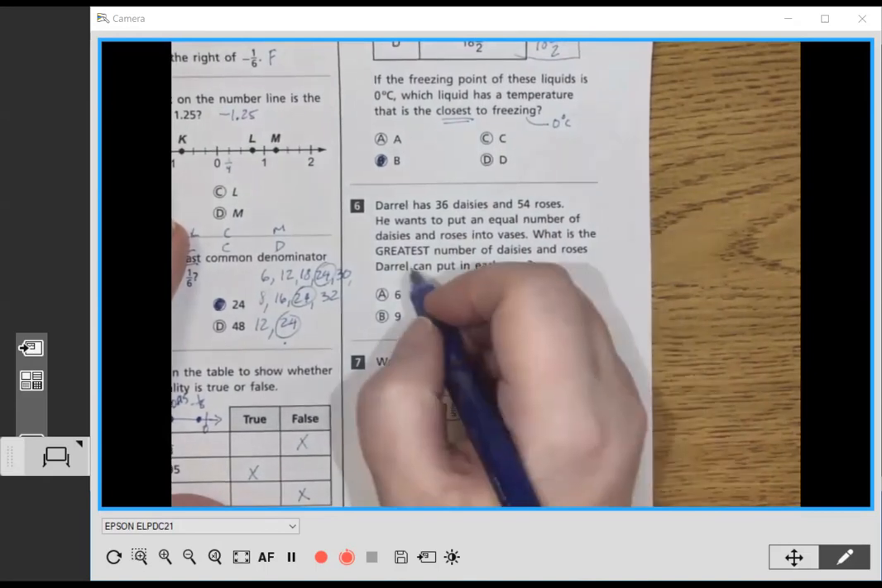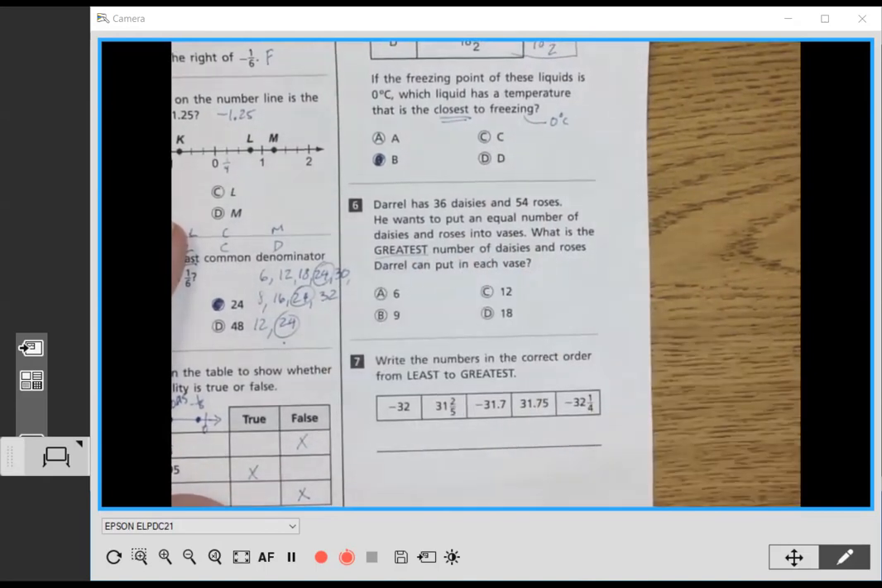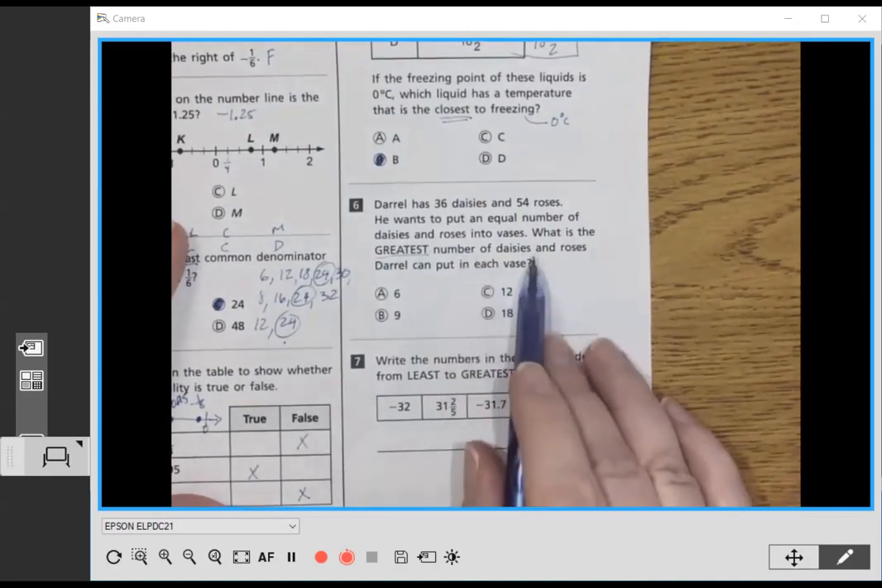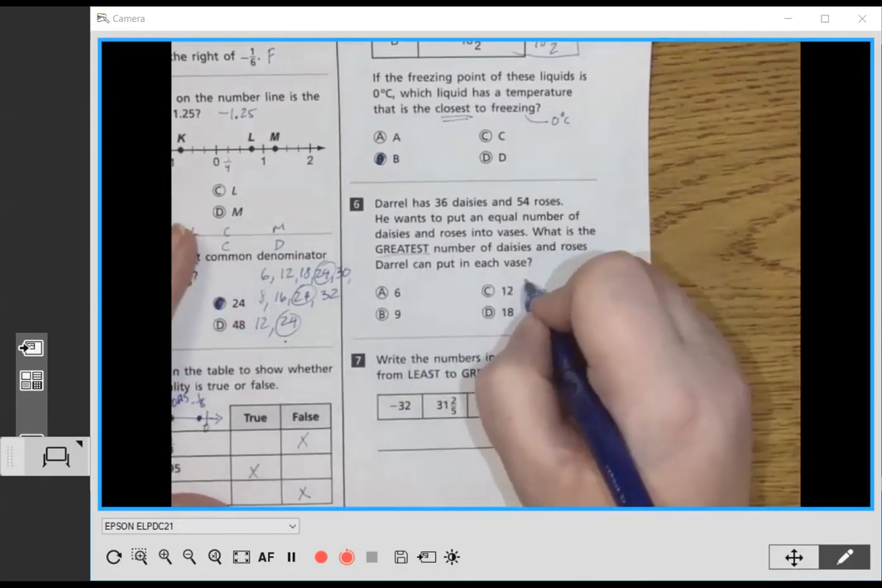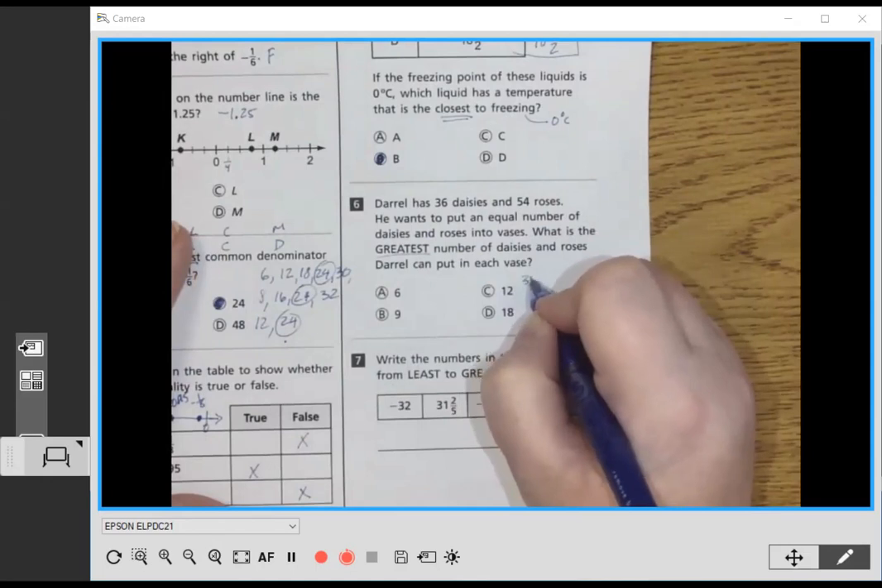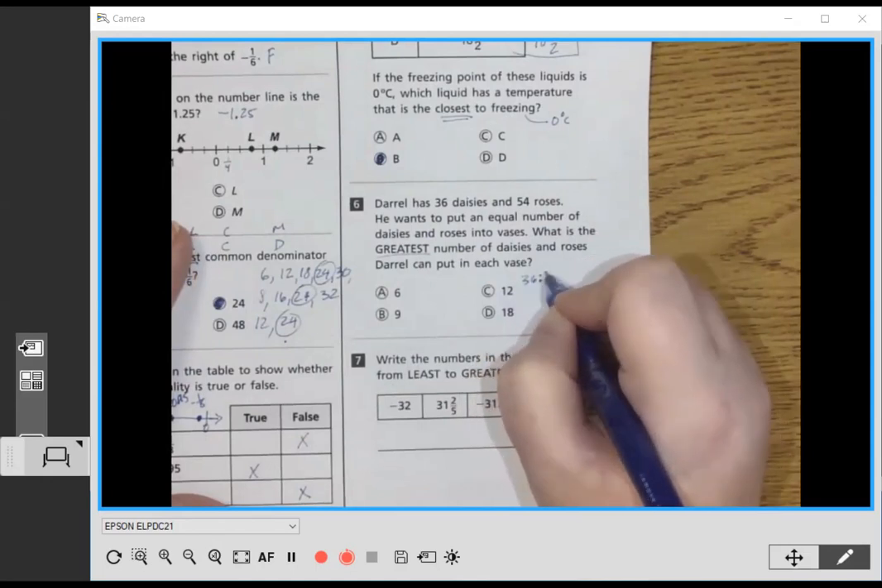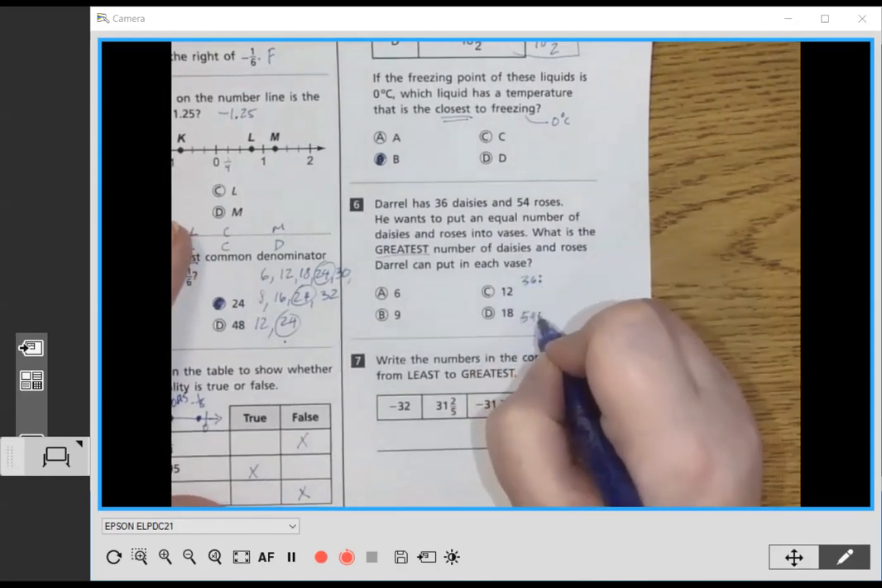So we want the greatest number of daisies and roses that he can put into an equal number of vases. So let's go ahead and look at the factors of each of these numbers. First, let's look at the factors of 36. And then we will look at the factors of 54.